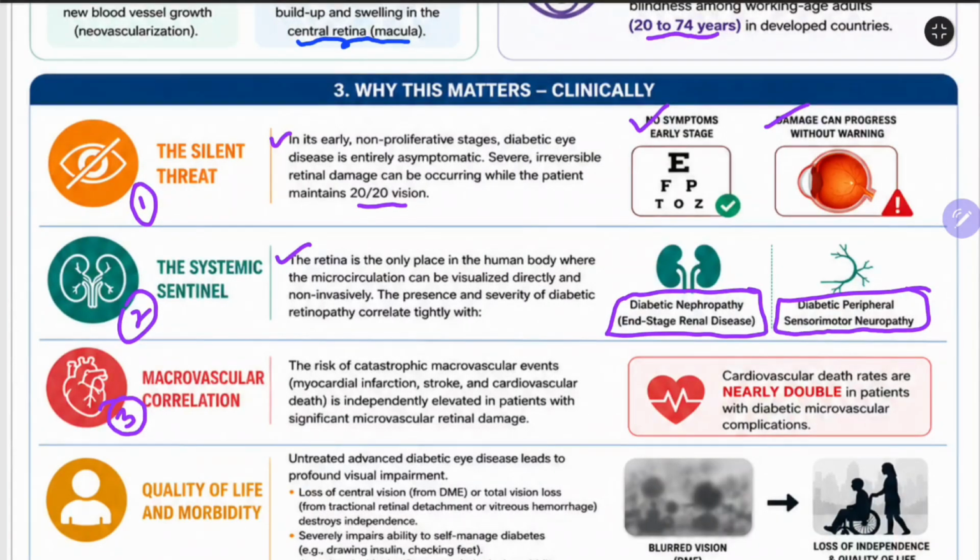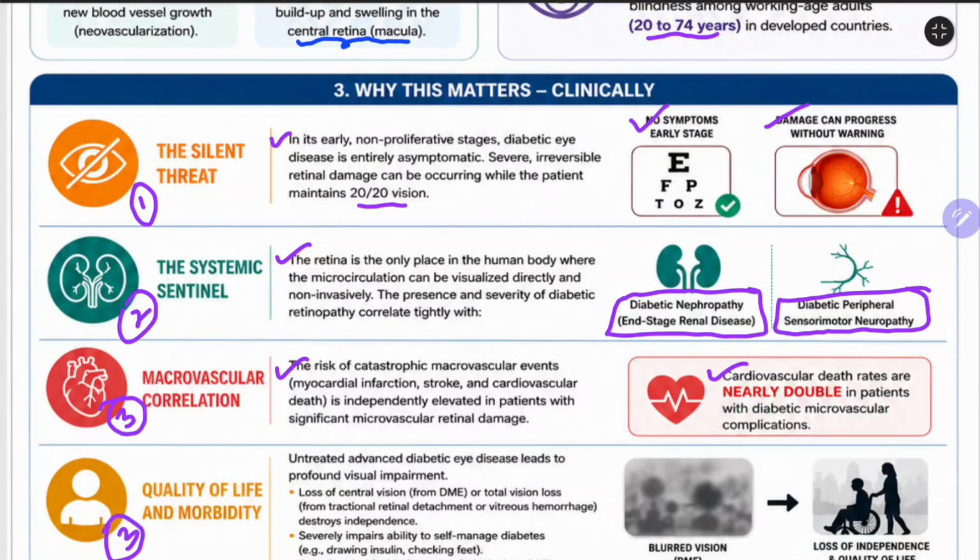And there is a macrovascular correlation also. The risk of catastrophic macrovascular events like myocardial infarction, stroke and cardiovascular death is independently elevated in patients with significant microvascular retinal damage. So cardiovascular death rates are nearly double in patients with diabetic microvascular complications. So you need to start preventive measures for this macrovascular disease also, like statins and aspirin.